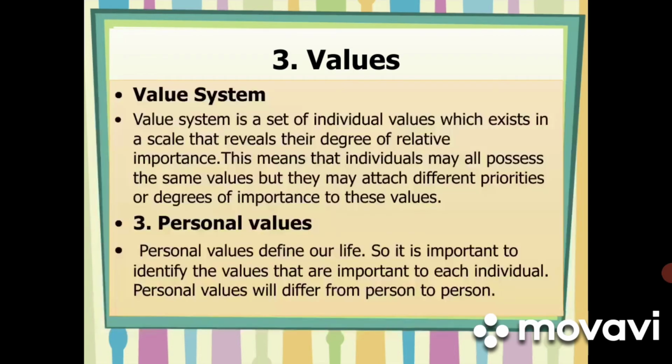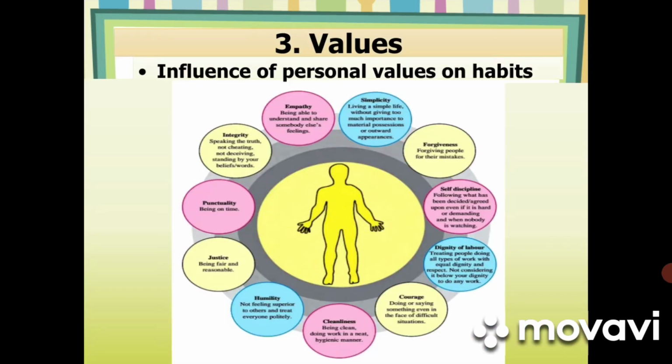Value system. Value system is a set of individual values which exists in a scale that reveals their degree of relative importance. This means that individuals may all possess the same values, but they may attach different priorities or degrees of importance to these values. Personal values. Personal values define our life, so it is necessary to identify the values that are important to each individual. Personal values will differ from person to person. Influence of personal values on habits.